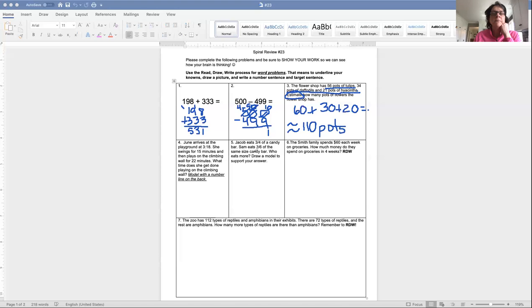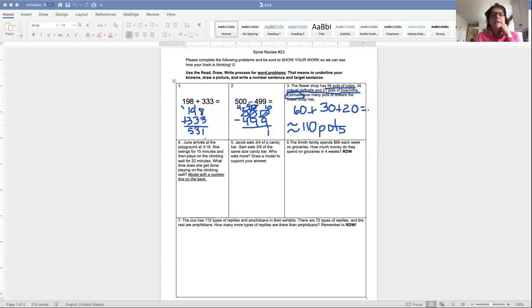The next question is about telling time. And it does say model with a number line on the back. Well, I can't flip my page, so I'm going to draw my number line over here to the left. And you guys can check your work on the back. I don't like you to try to smush it in here because it's too much work to show in that small space.